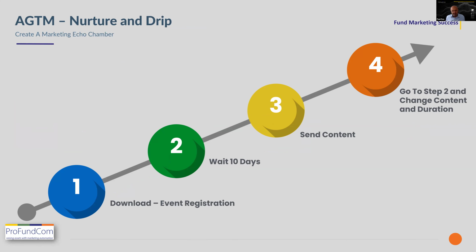One really good automation to build out is if somebody downloads some content or registers for an event, wait for 10 days, send them some additional content, and then change the duration from 10 days to 30 days, and send them some more content, and build that out. Then you can decide in that content whether they have a call to action, and if they engage with that call to action, you can break the cycle and stop sending them emails. So that's one kind of nurture campaign.